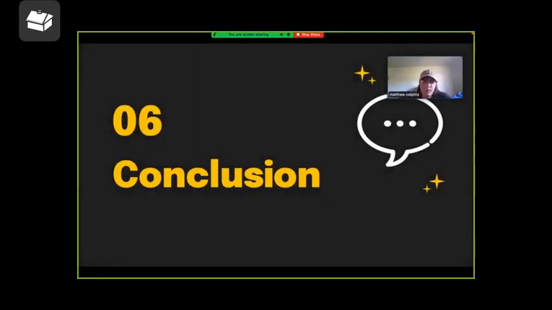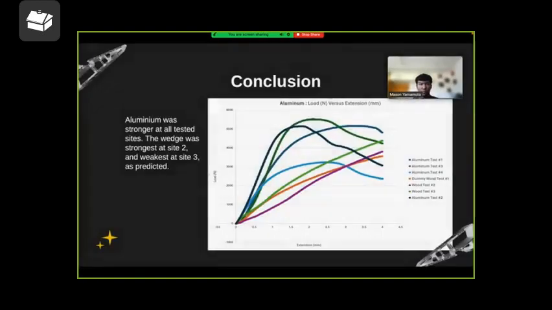Okay, so our conclusion. So what we concluded was that the aluminum wedge was stronger than the wooden wedges at all the test sites. And the test site that was the strongest on the aluminum was site 2, and the weakest was test site 3, as predicted.